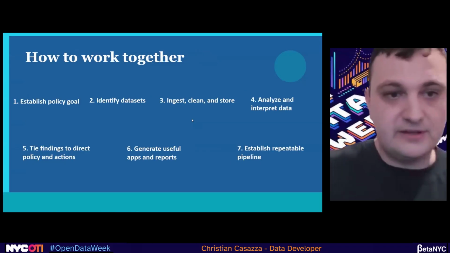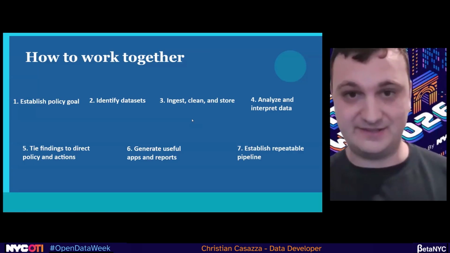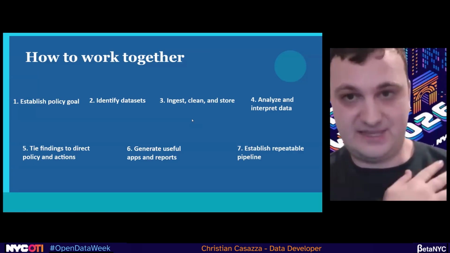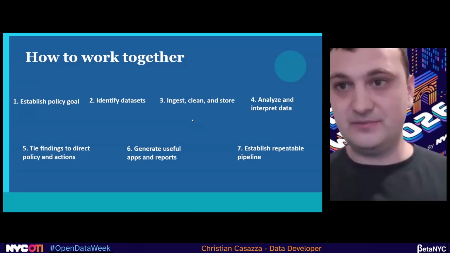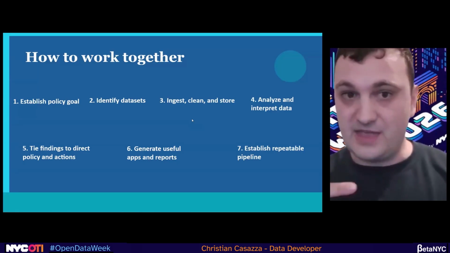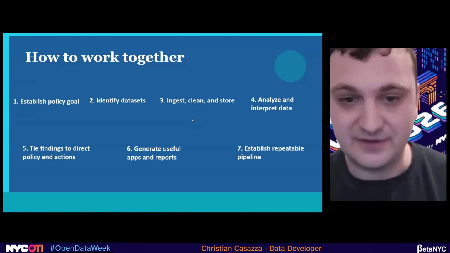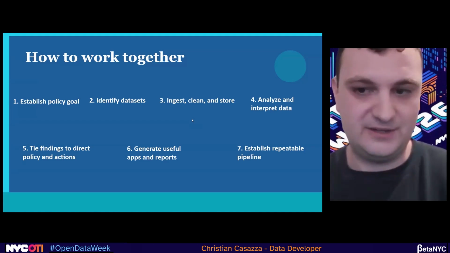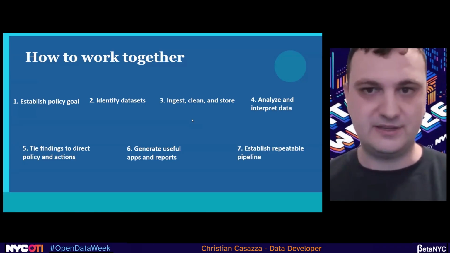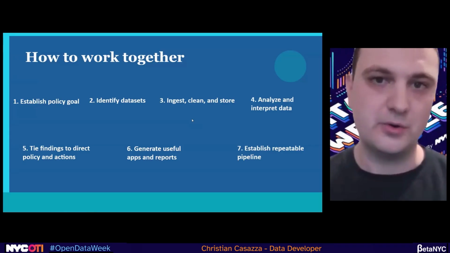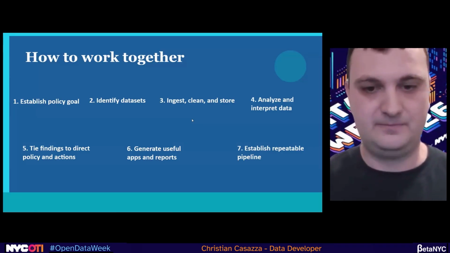So the flow we want to do is we're going to establish a policy goal. What do you want to accomplish? And we're going to identify the data sets that hold the information that can help make that point. We're going to ingest, clean, and store them in a way that's reproducible and can be trusted. Then we'll analyze the data. We'll use that to generate a report and tie the findings of that report to direct policy actions and recommendations. And then from the reports, instead of making it just die in the ether, we can make reproducible code that anyone can immediately use, and also applications that people can interact with.